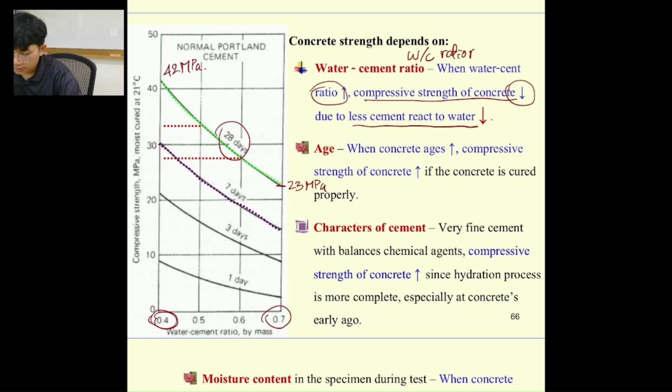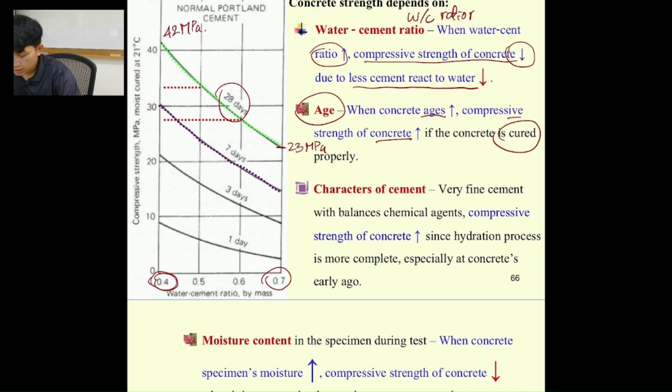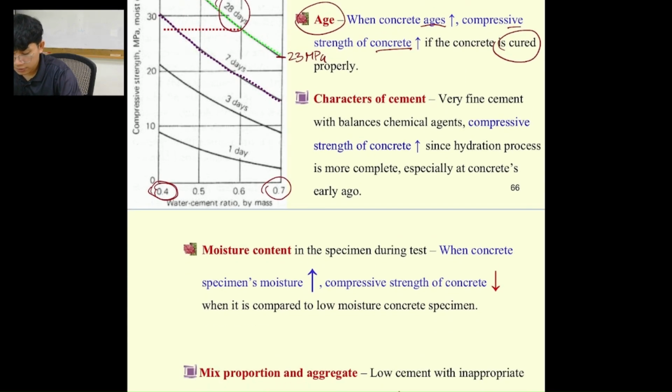And then the age is also important. When the age increases, the compressive strength also increases, but we need to cure it properly. And lastly, the next one is going to be the type of the cement and the characteristics of the cement.